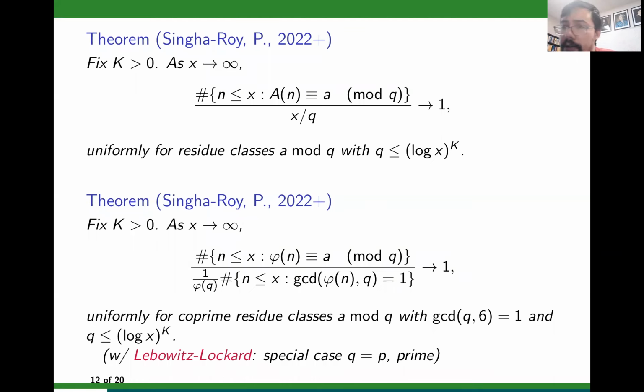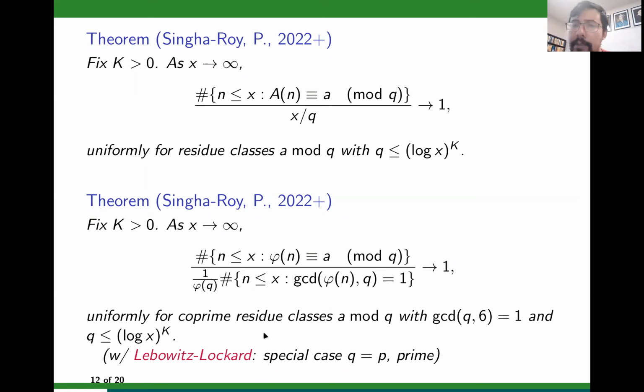Okay, so here are the two results, which I'll say something about. The first theorem on the slide says that A of n is equidistributed mod Q for all Q up to any fixed power of log X. And the second theorem says that phi of n is weakly uniformly distributed modulo Q, again, for all Q up to a fixed power of log X, subject to this necessary condition that I mentioned earlier in the talk that Q and 6 are relatively prime. I want to highlight that if you assume the modulus Q is prime, then we had this result a little bit earlier. This was joint work with both Noah and Akash.